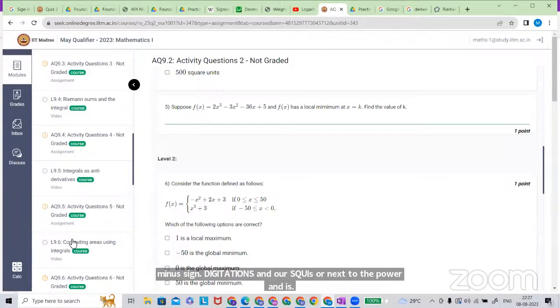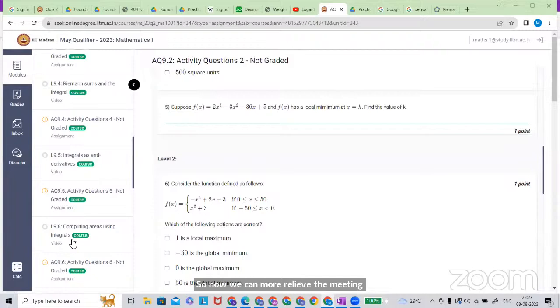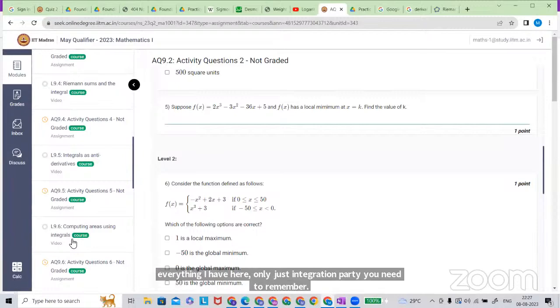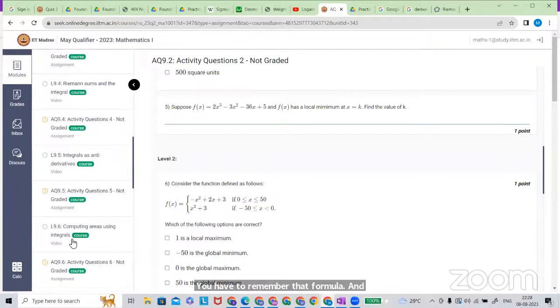So now we can leave the meeting, sir? Yes, you can, because I'm not going to do anything more. The remaining theory part I have almost completely covered. Only the integration part you need to remember. You have to remember those formulas: integration of x to the power n is what? Integration of e to the power x is what? You have to remember that.